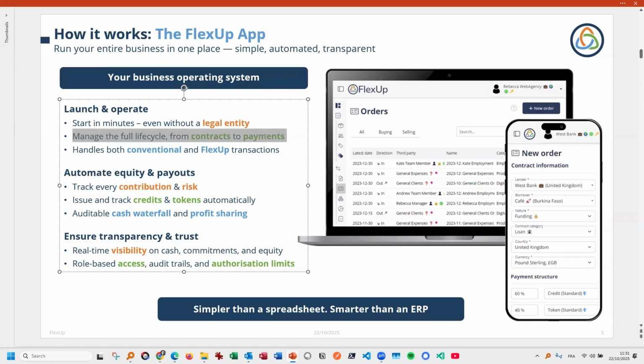Another thing is that we aim to manage the whole life cycle, from contracts to payment and to equity. And yeah, we manage the equity, we manage the payout, we have a cash waterfall system, profit sharing, all of this is integrated in the app. And yeah, I mean, there's a lot of accounting apps out there. There's a lot of ERPs, but I don't know many that actually do this.